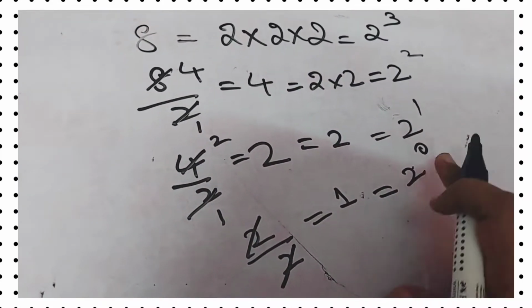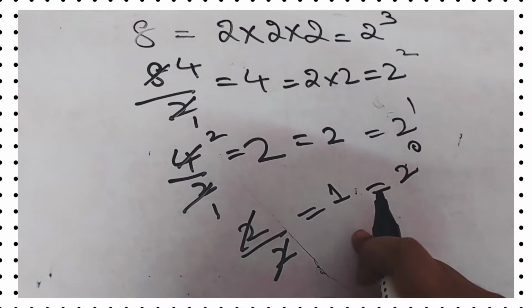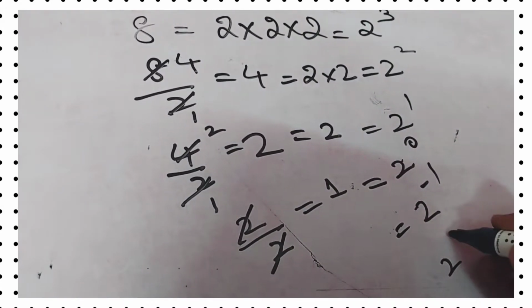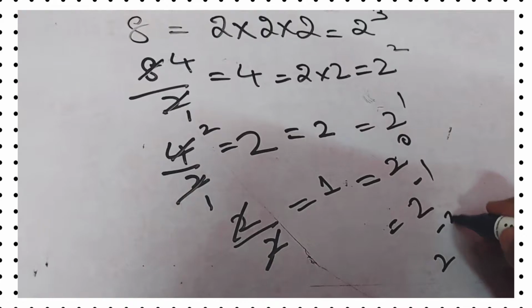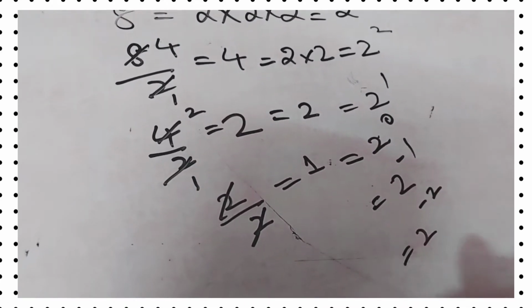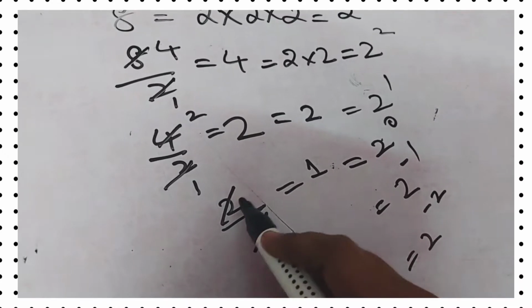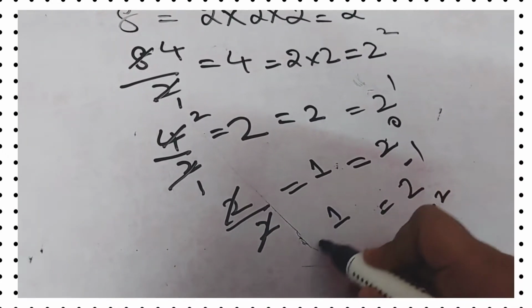So what is 2 to the power of 0? It is 1. Again we have to take minus 1, then minus 2. We can take minus 3, minus 4 also. How do you have to write this? As here we have got the answer 1, then 1 by 2.